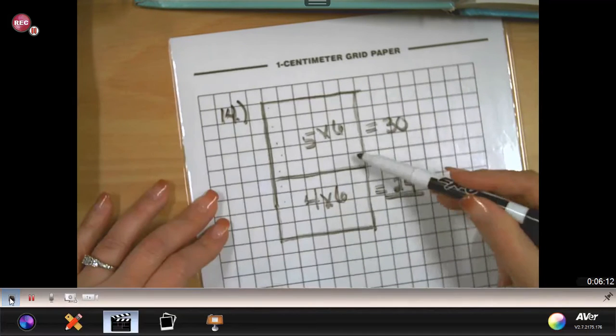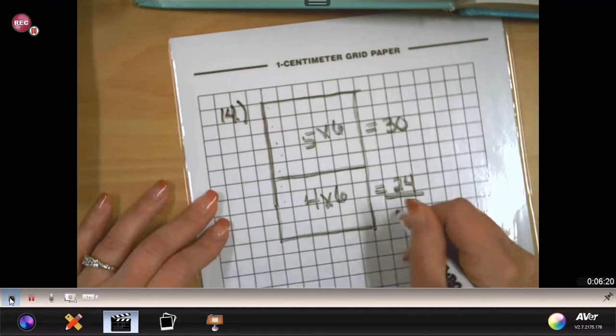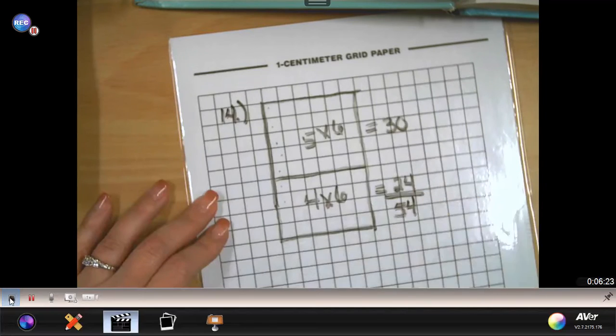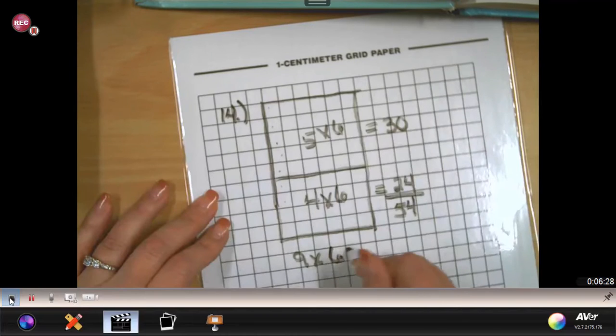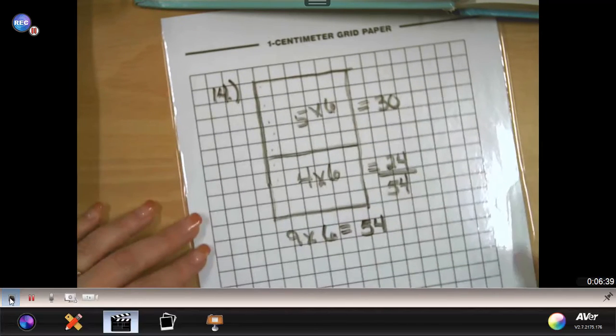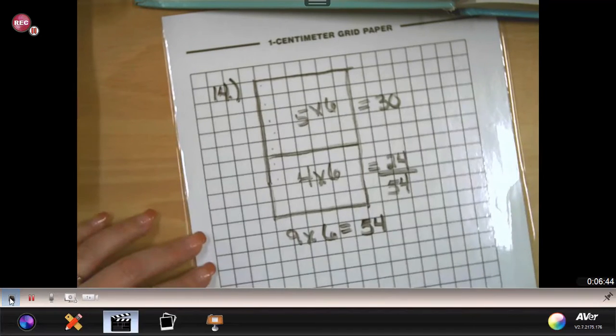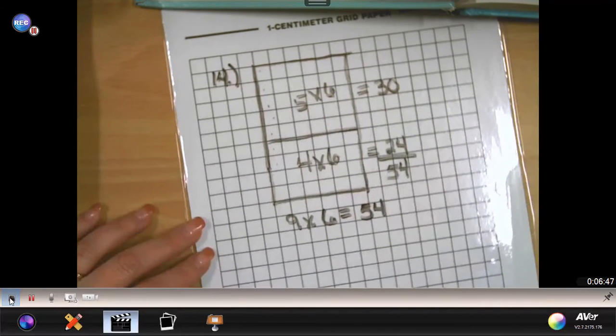And when I take the 30 squares from this top part of my array and the 24 squares from this bottom part of my array, I end up adding those together to get 54. So 9 times 6, 9 rows of 6, is going to give me 54 square units. So this is a larger one. This is going to really help you when we start working on what we call the distributive property. So really think about knowing how to break this up into smaller arrays.